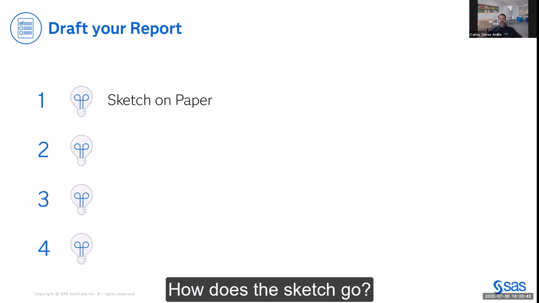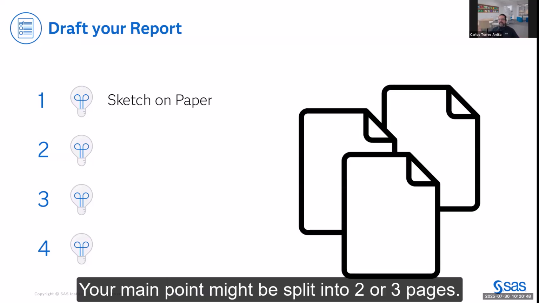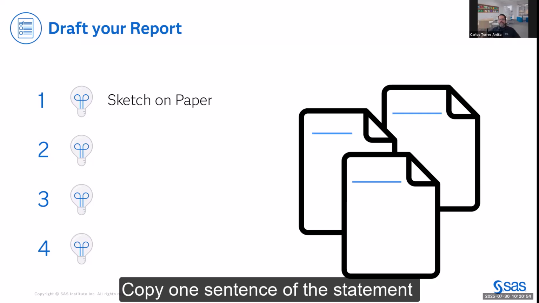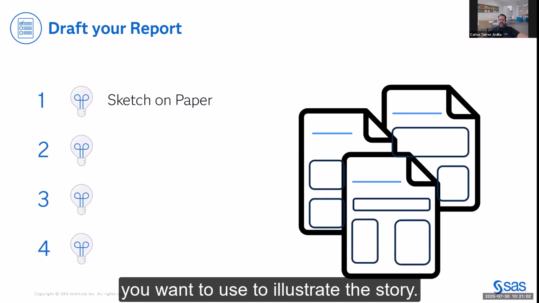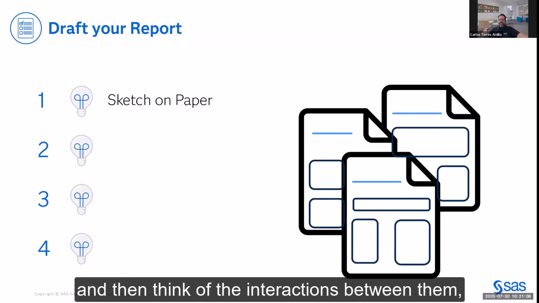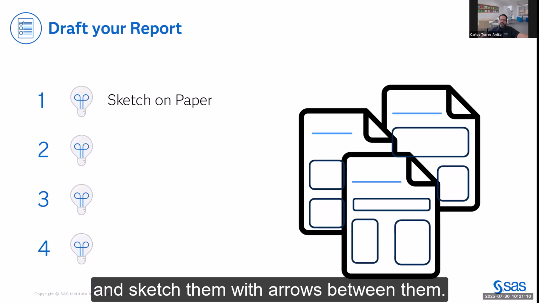How does the sketch go? Well, your main point might be split into 2 or 3 pages. Copy 1 sentence of the statement at the top of each of these sketches. Then consider which data items you want to use to illustrate the story. Draw some placeholders for them, and then think of the interactions between them and sketch them with arrows between them.